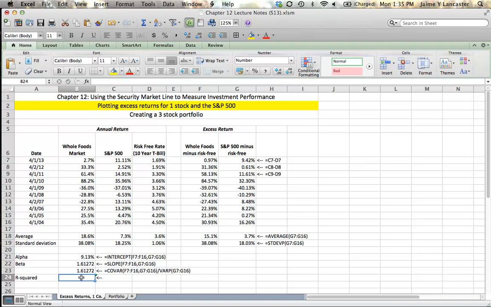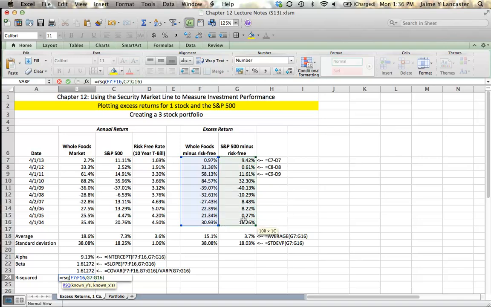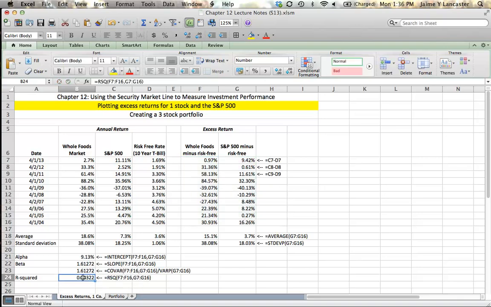And the last thing is the R squared, which basically tells us what percentage of the variability of one can be predicted by the variability of the other. And so we're going to figure out what percentage of Whole Foods variability can be predicted by movements in the S&P. And we're looking at 0.58, or about 58% of it.